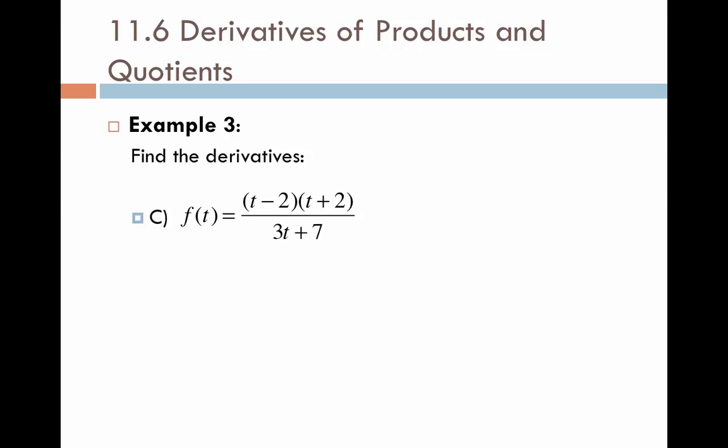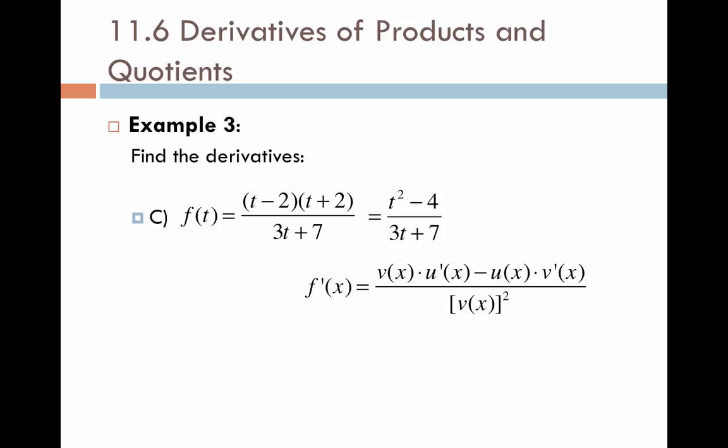Part C, f of t. So right now I have a quotient and the numerator is a product. So it looks like I would have to use the quotient rule and the product rule. I'm going to see if I can rewrite this to make life a little bit easier for me. I'm going to start by FOILing the numerator. So once I FOIL and collect like terms, this is what I get. So now I don't have to use the product rule. I still have to use the quotient rule though.